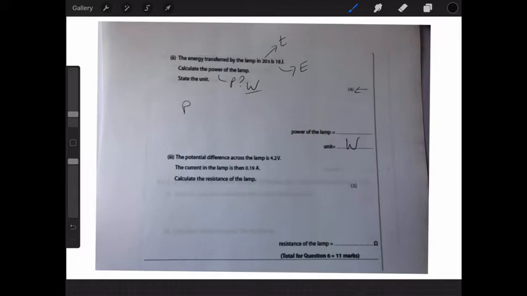So power is the energy transferred per unit of time. It's the energy transferred per second, the rate of transferring energy. That's where that equation comes from. So the energy being transferred is 18 joules in the time of 20 seconds. So I need to do 18 divided by 20. So I've recalled, I'm substituting, and then when I work out the answer, I make that 0.9. So the power of the lamp would be 0.9 watts.